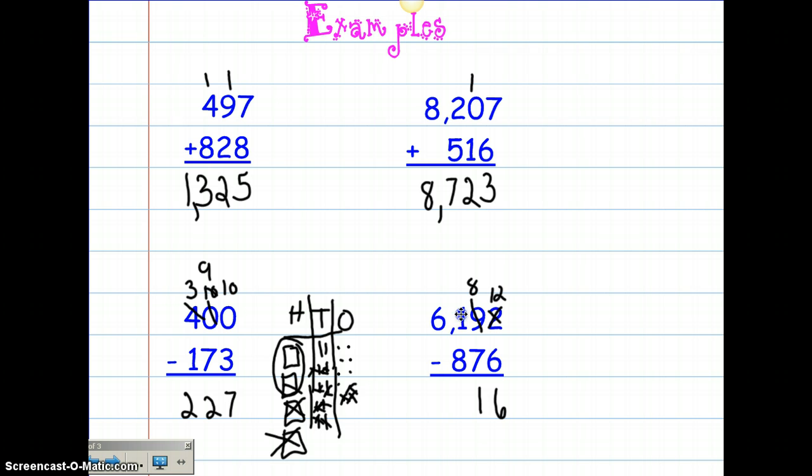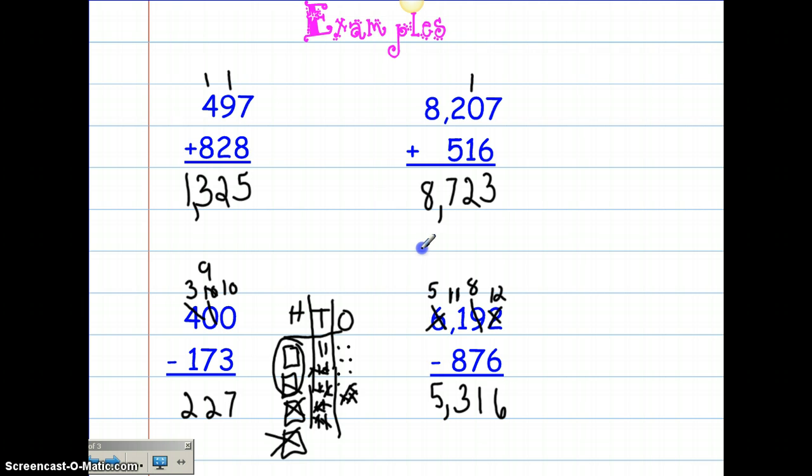I'm okay with that. Here again, I only have 1 of the flats, but I have to take away 8 of them. So I have to borrow from the thousands and make that 5 and put 10 hundreds over here. So that makes this 11. 11 minus 8. I'm going to give you a second to figure that one out because I've been doing all the math. 11 minus 8 is 3. And then I have nothing to subtract from the thousands place, so my answer is 5,316.